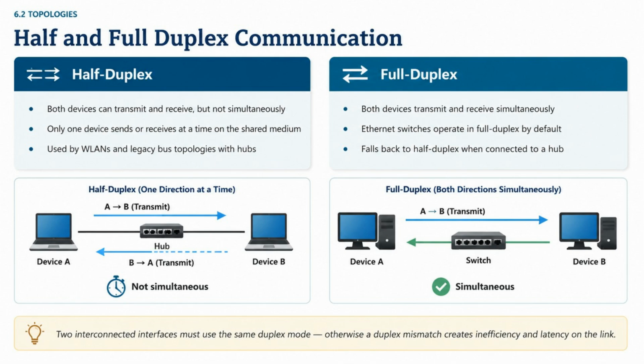Half duplex means only one device transmits or receives at a time on a shared medium, used by WLANs and legacy hub-based networks.